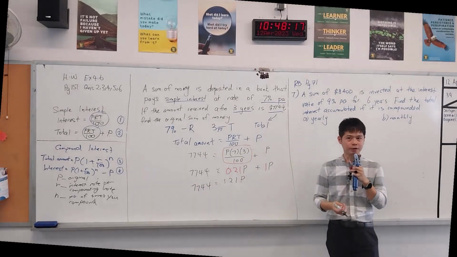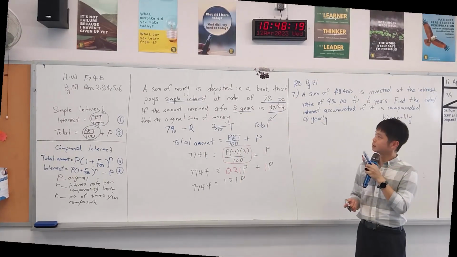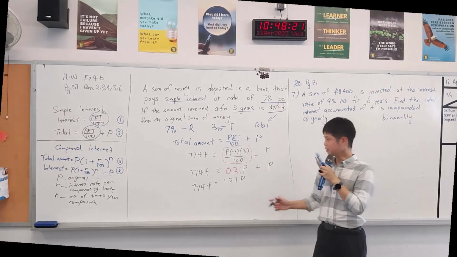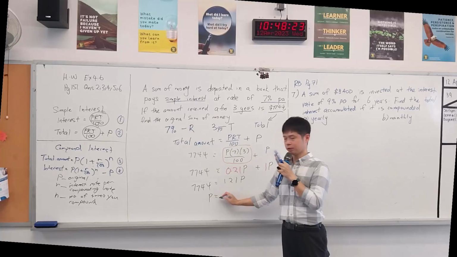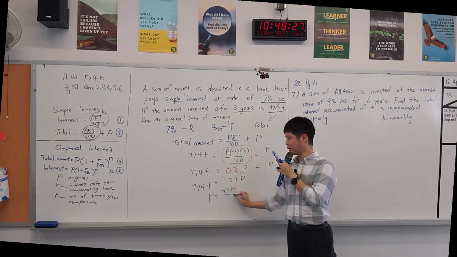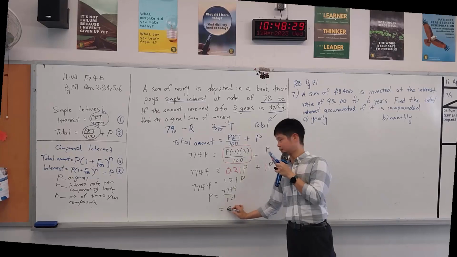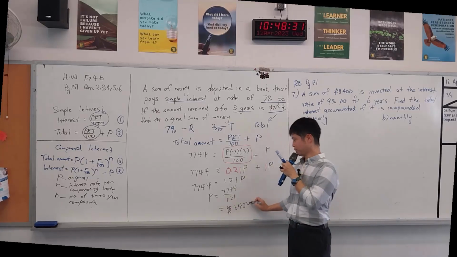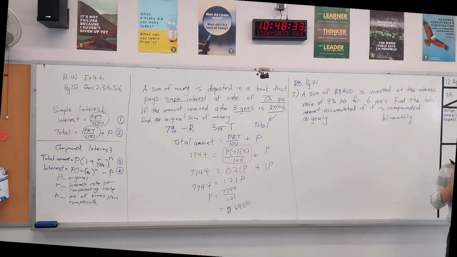So how do I find the value of P now? Final part. Take the 1.21. Which one divided by which one? 7744 divided by 1.21. Answer is 6,400, right? Okay, so that's a recap of the simple interest.